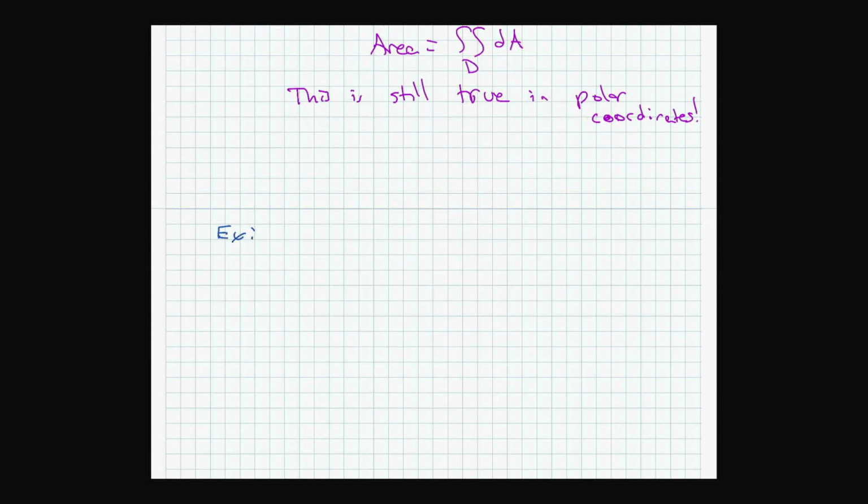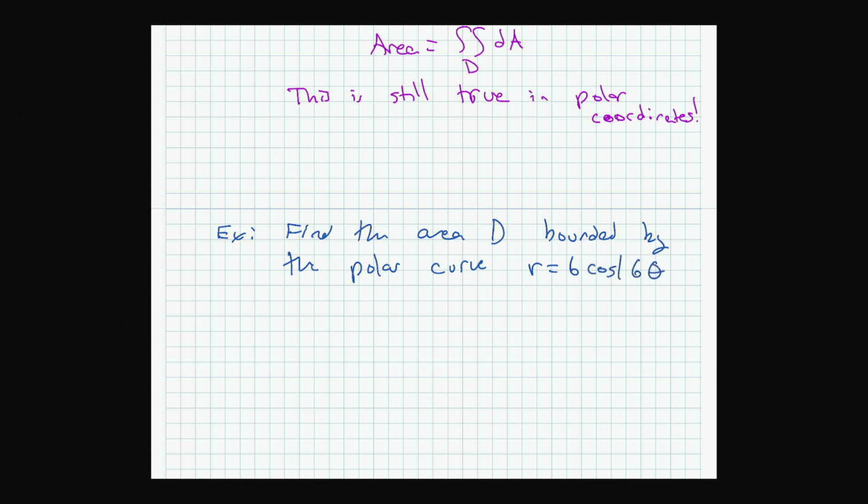So example, find the area of D bounded by the polar curve r equals 6 cosine 6 theta, where 4 pi over 3 is less than theta, which is less than 2 pi.